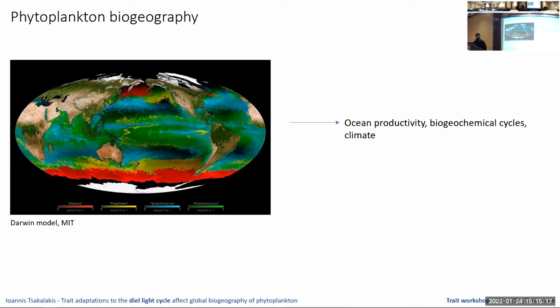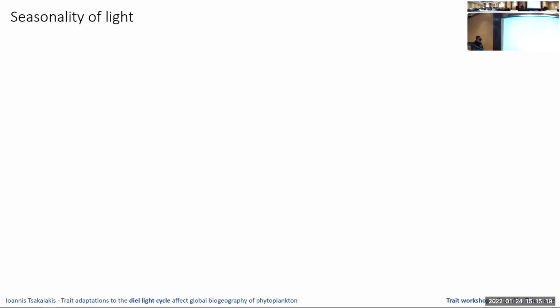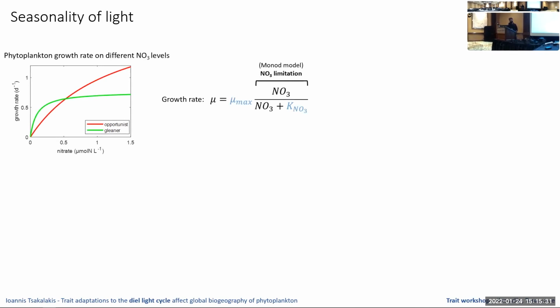predictions. And one of the key environmental factors in these global ocean models is the seasonality of light. I'm going to show you in a simple model how the seasonality affects phytoplankton. On the left, you see a figure of the growth rate of phytoplankton at different nitrate concentrations. And we have the so-called gleaner-opportunist trade-off. The opportunists are like diatoms, and the gleaners are analogs of Prochlorococcus.